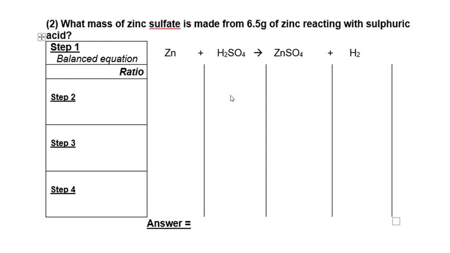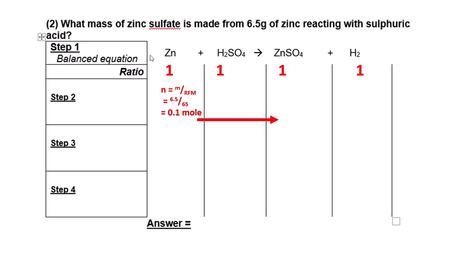Question 2 is done in a similar way. So our ratios, and again we can see no numbers in front of these to get the equation balanced. So 1 to 1 to 1 to 1. In our question, we have 6.5 grams of zinc reacting with sulfuric acid, and you're asked what mass of zinc sulfate can be made. So we're going between the two highlighted columns there, from zinc across to zinc sulfate. Now we've got 6.5 grams of zinc, so we're going to work out this first. So N equals M over RFM. So 6.5, look up zinc in the periodic table, 65 is above it, so 0.1 mole.